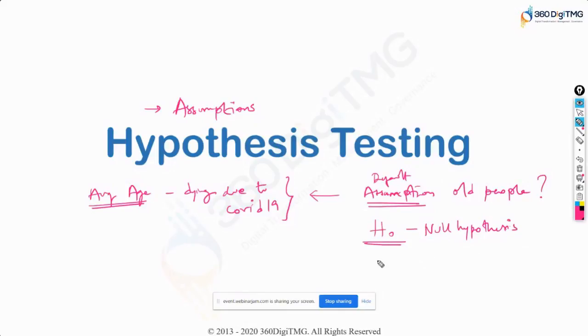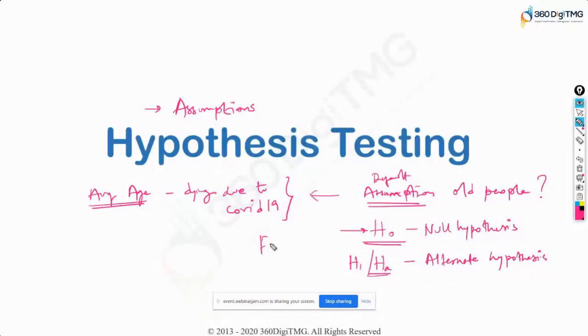But if this is wrong, then you have to also come up with an alternate option. That alternate hypothesis will be represented as HA, or we can also represent it as H1. And we call this alternate hypothesis just by the name. The logic also says that this is the default one, but if this is not true, then there should be an alternate option. So that is alternate hypothesis. Okay, so this is the foundation of hypothesis testing.